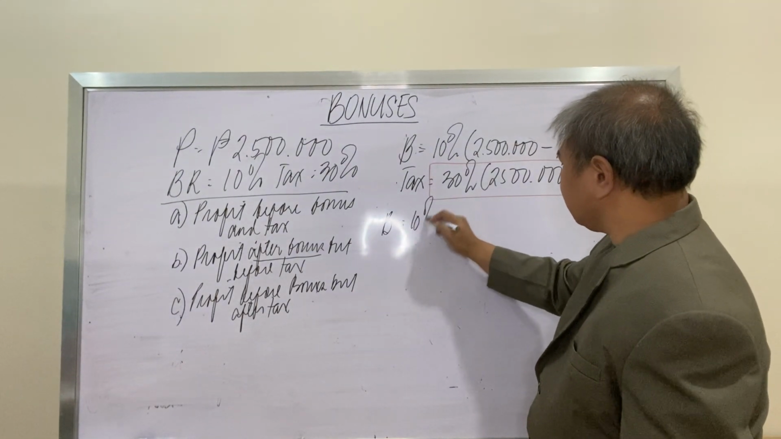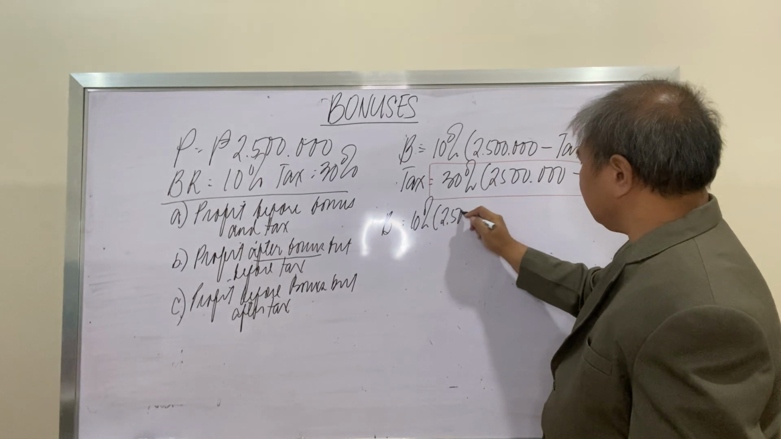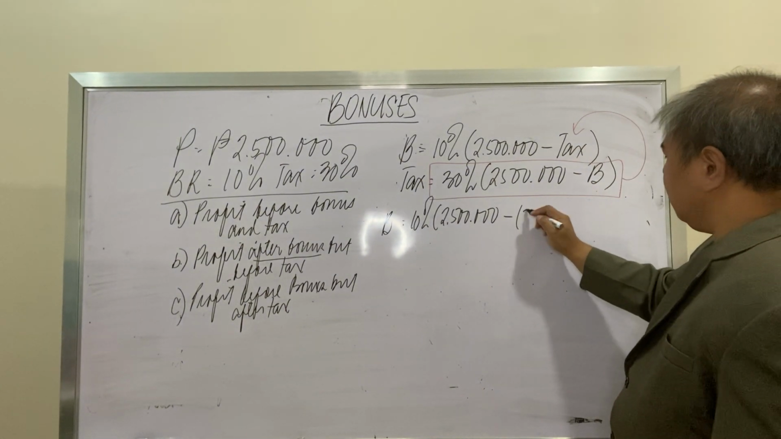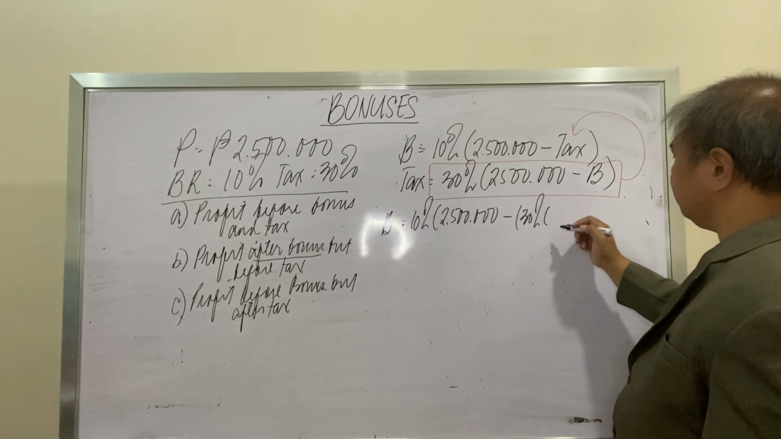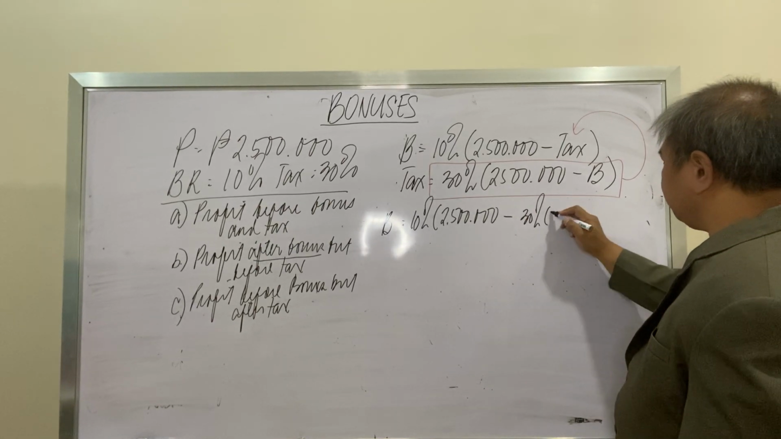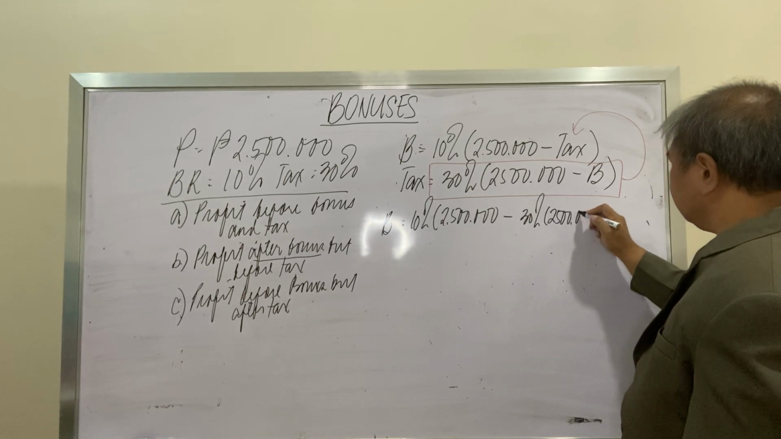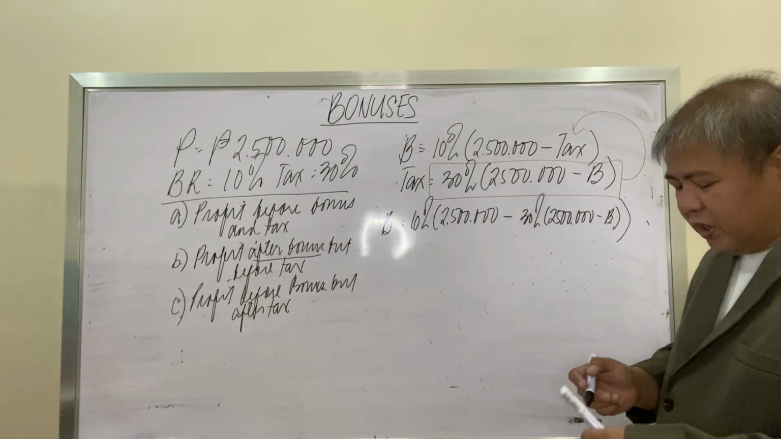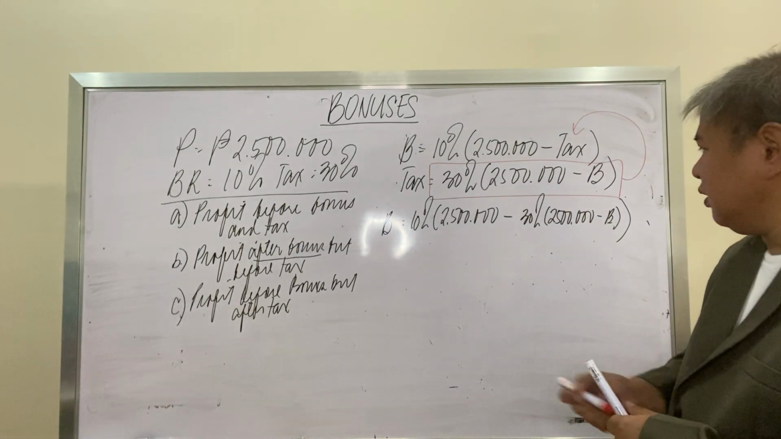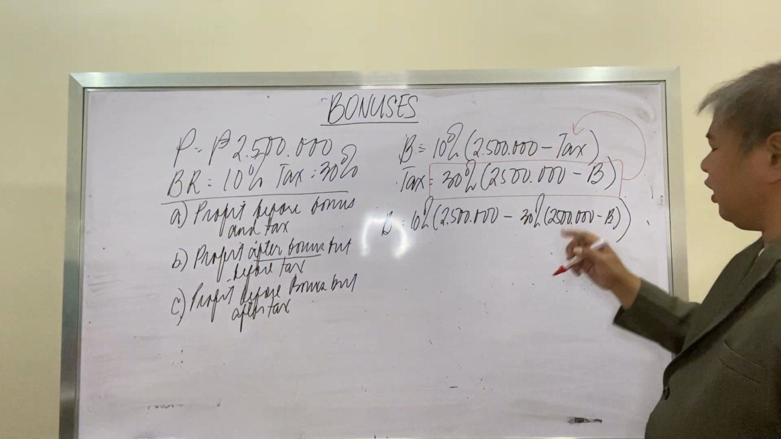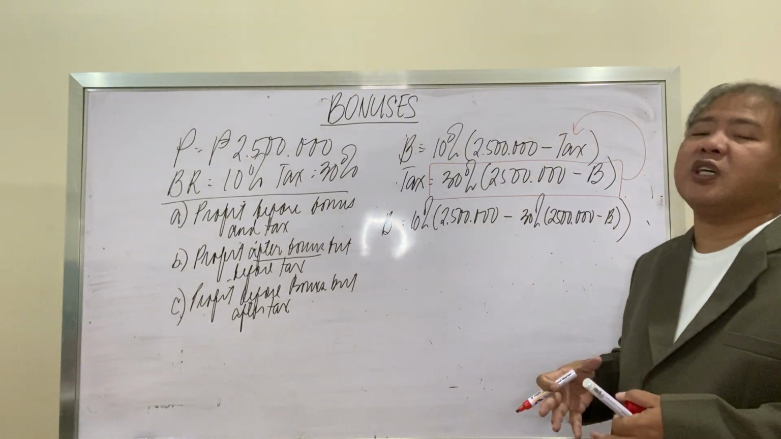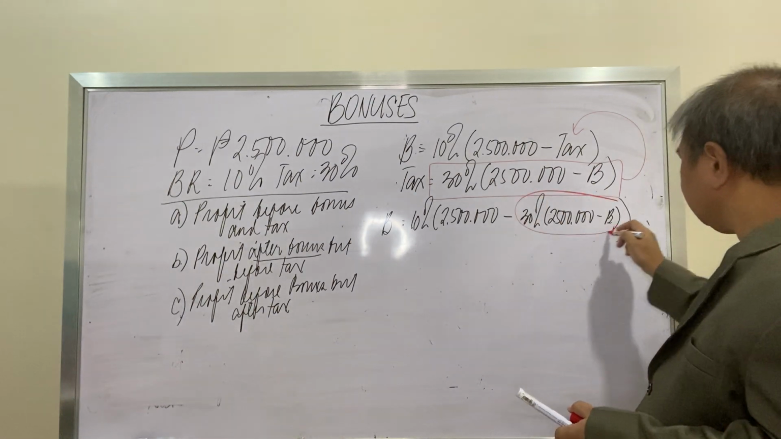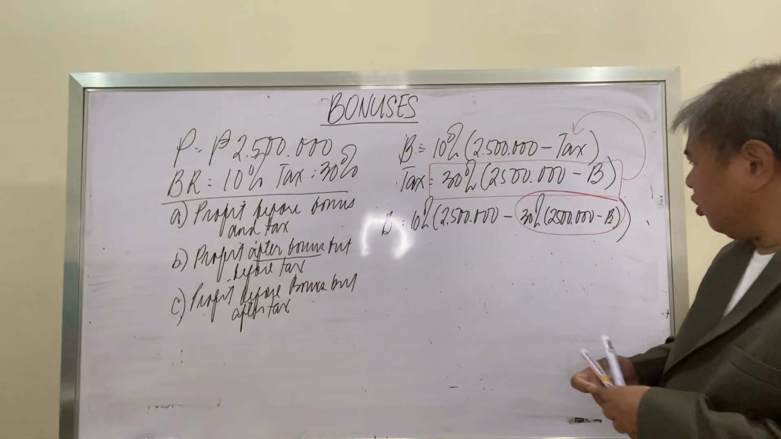So this is 10% of 2,500,000 minus 30% of 2.5 million minus B. So if you will notice, we now have two symbols of inclusion. You have the outer one and the inner. And as you learned in your algebra, you have to work from the inner to the outer. So we will start with this one, okay? With the inner portion of the equation.